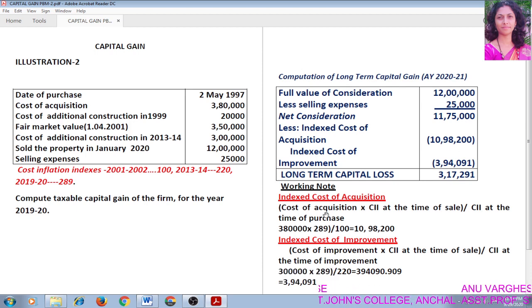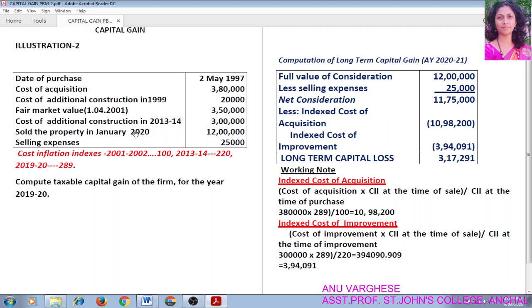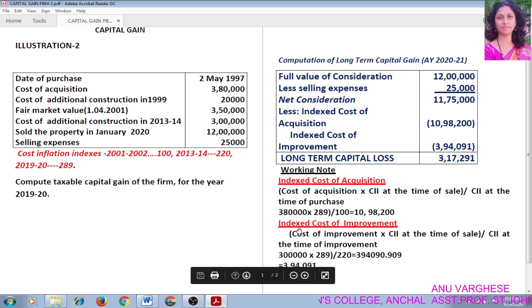We can deduct indexed cost of acquisition 10,98,200. Again we can write a working note to find indexed cost of improvement, because in the question it is given that cost of additional construction. So we have to find indexed cost of improvement. The formula for finding indexed cost of improvement is cost of improvement into cost inflation index at the time of sale divided by cost inflation index at the time of improvement.